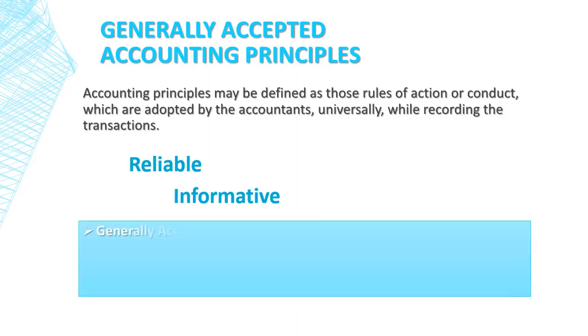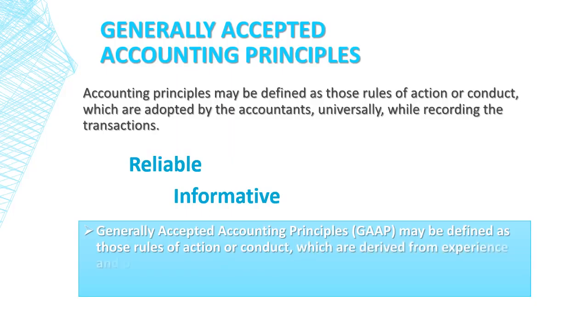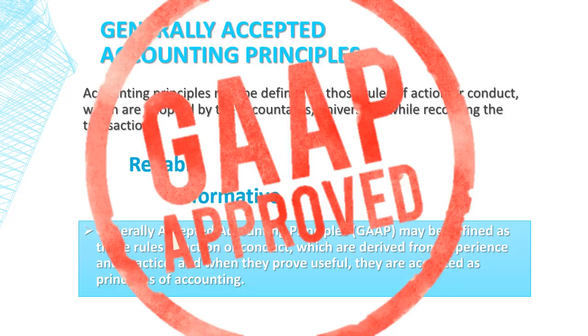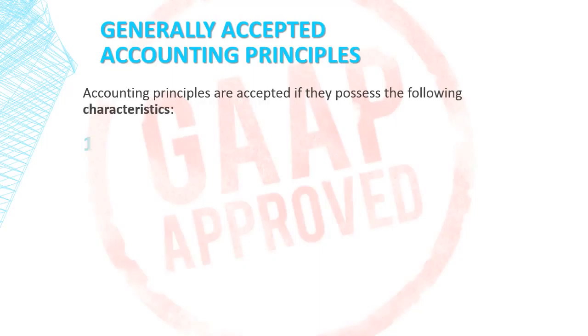Generally accepted accounting principles, or GAAP, may be defined as those rules of action or conduct which are derived from experience and practice, and when they prove useful, they are accepted as principles of accounting. Accounting principles are accepted if they possess the following characteristics.